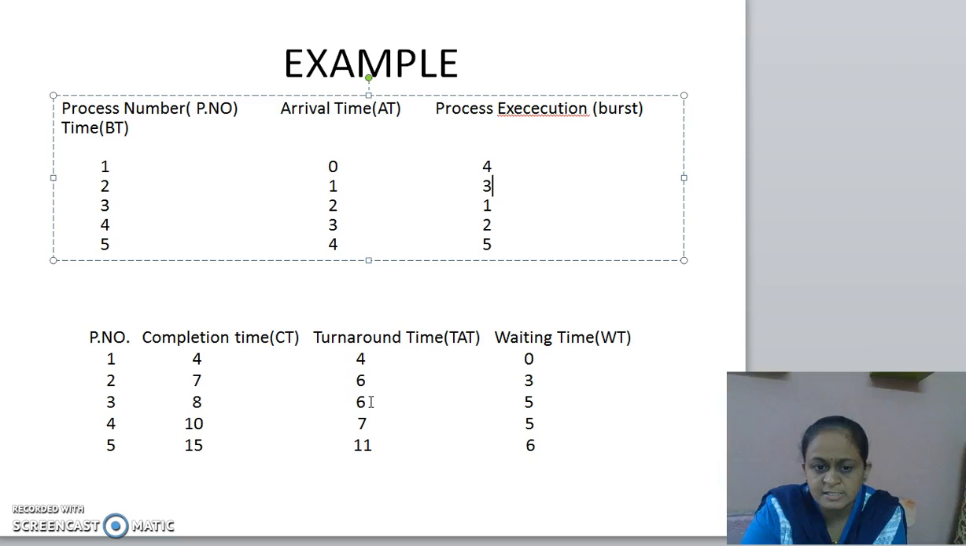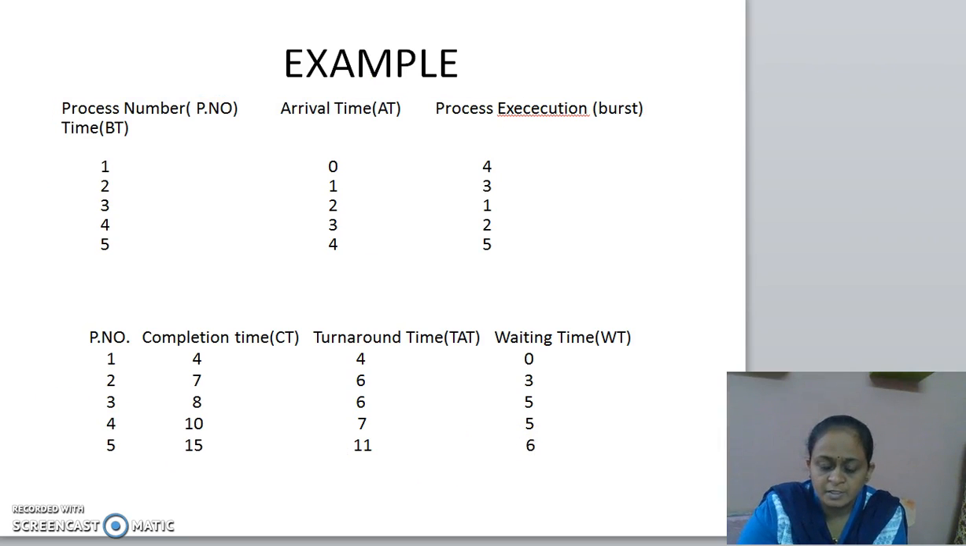Similarly, for process 3, the turnaround time is 6, minus the burst time 1, which gives 5. Similarly, for process 4, it is 7 minus 2, which is 5. For process 5, it is 11 minus 5, which is 6. This is the waiting time.